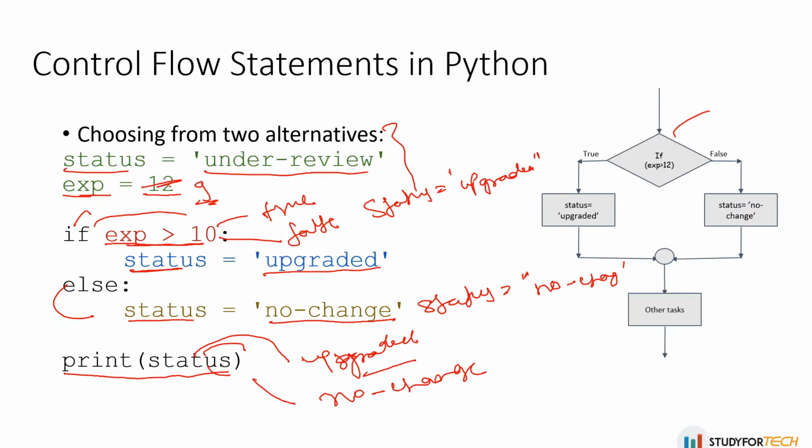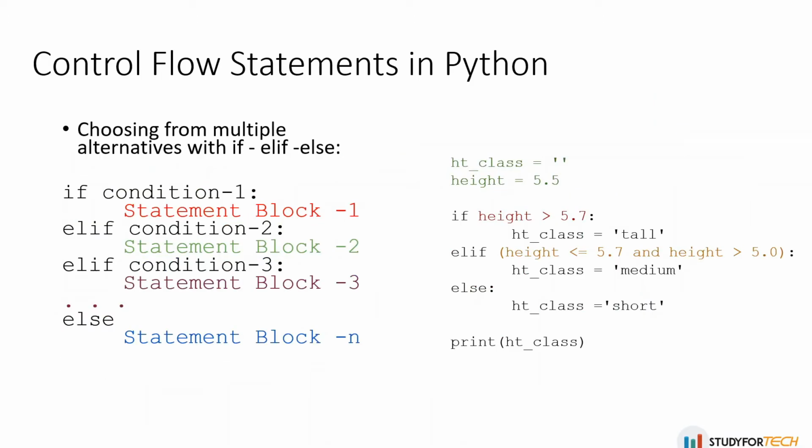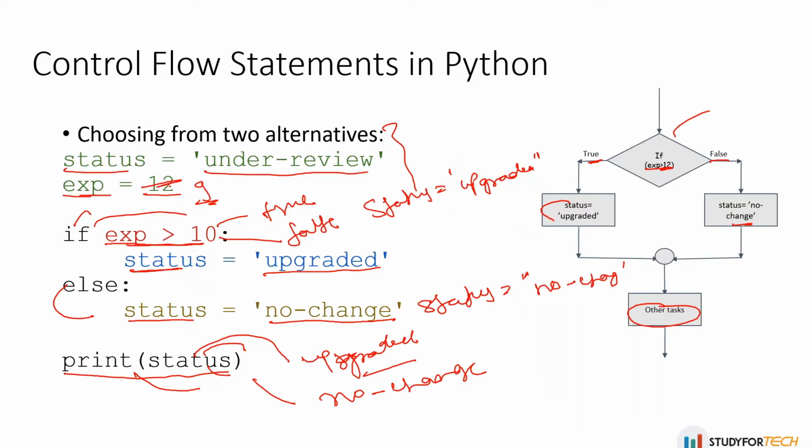You can see here, if this condition is evaluated and it is returning true, then it will change the status to upgraded. If it is returning false, then it will change to no change, and then it will print here. The other task is nothing but printing of the status. Now in this one we have seen if and else, only two things. Either this particular condition will be satisfied, then this one will be executed, otherwise this one.